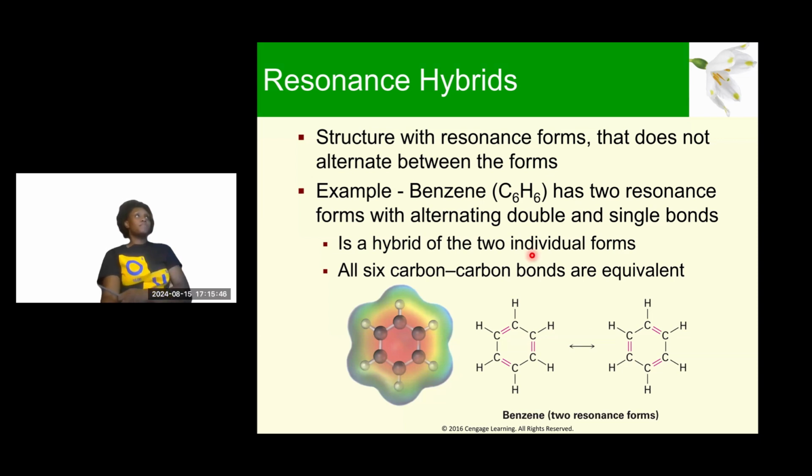All right. So resonance hybrids. So these are structures with resonance forms that do not alternate between the forms. For example, benzene has 2 resonant forms with alternating double and single bonds. This is a hybrid of the 2 individual forms. So all 6 carbon bonds are equivalent. So these electrons are all moving really fast around the ring.